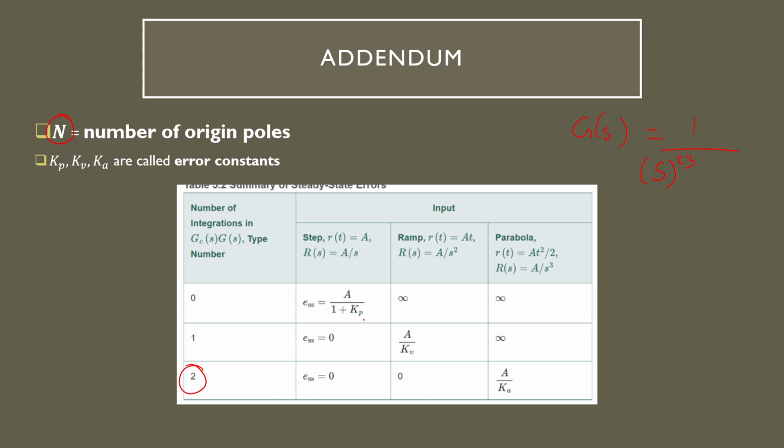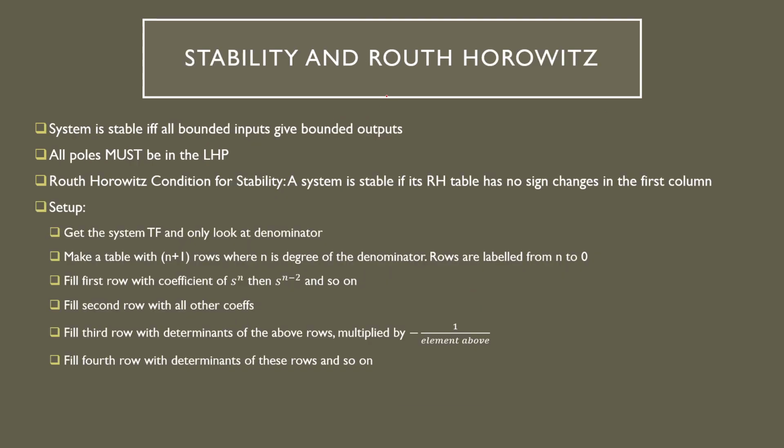And you might want to keep an eye on Kp, Kv, and Ka. You will be using these across the course. So let's talk about stability.